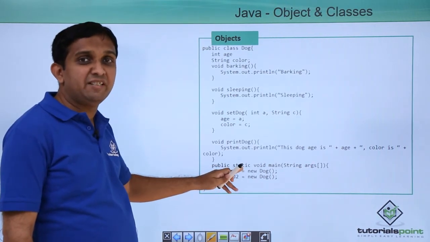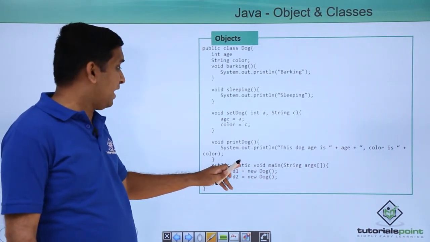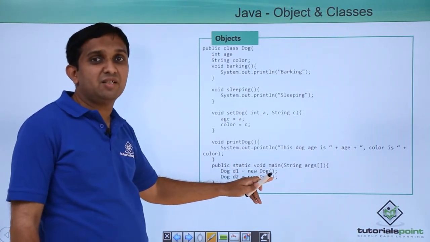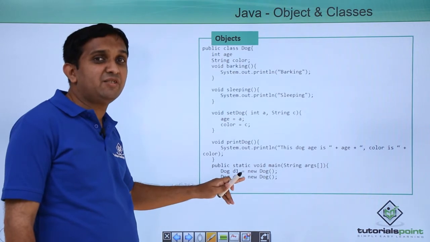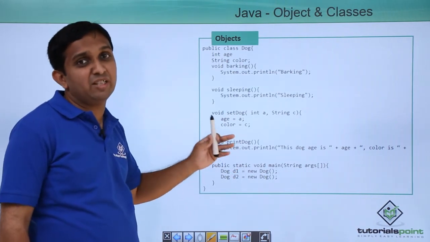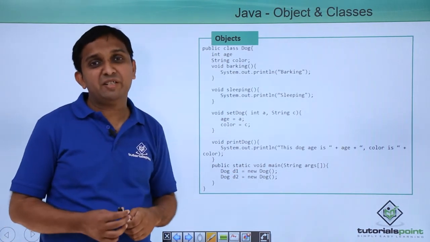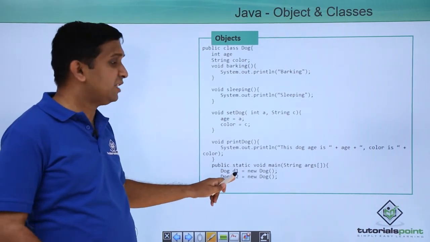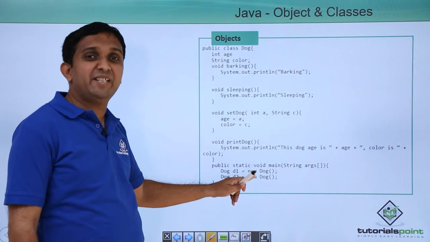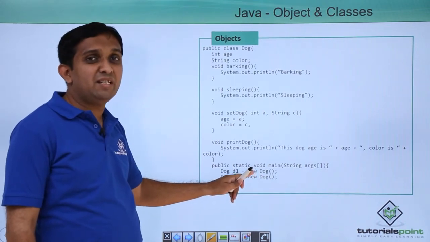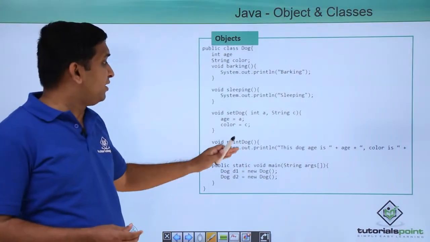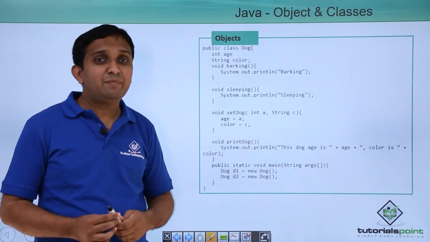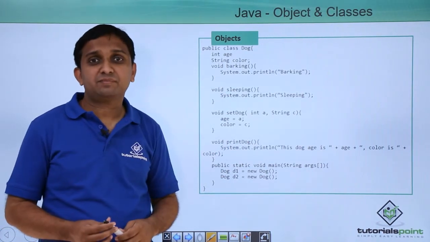When I say dog D1, it is a reference. And when I say equals to new dog, this will create the object. So D1, D2 are references which will lie onto the stack. Now there are four logical parts of memory: stack, heap, data segment and code segment. So these D1, D2 references will be onto the stack, and the objects which are created will lie onto the heap. PrintDog is a method which will print the details of that particular object.